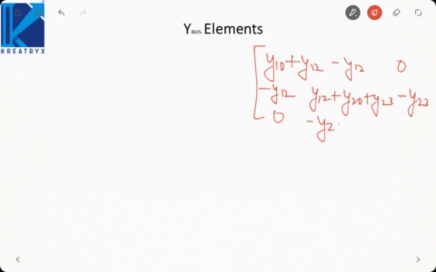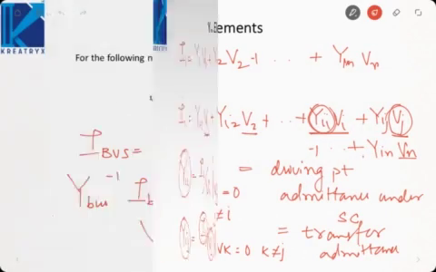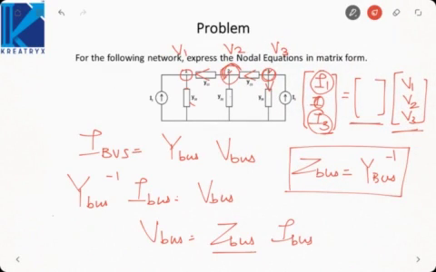Then minus y23, y30 plus y23. So if you see, the diagonal elements are basically the sum of all the admittances connected at that bus. If you see the circuit that we used here, at bus 2 what are the admittances connected? Y12, Y20, Y23. Then Y22 will be the sum of all these admittances.